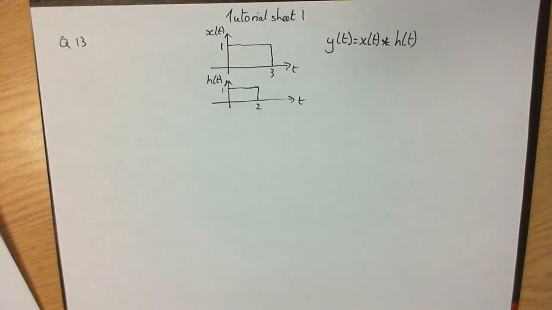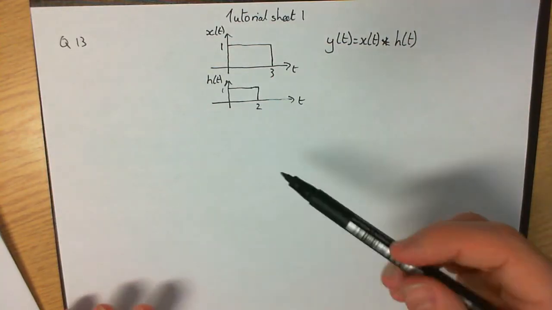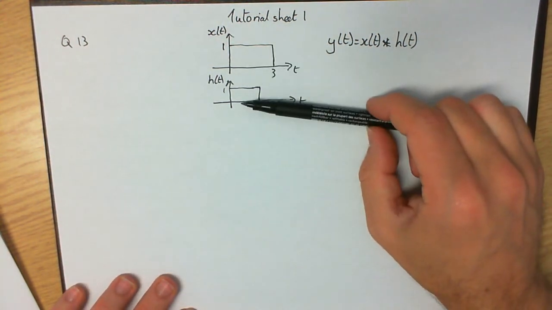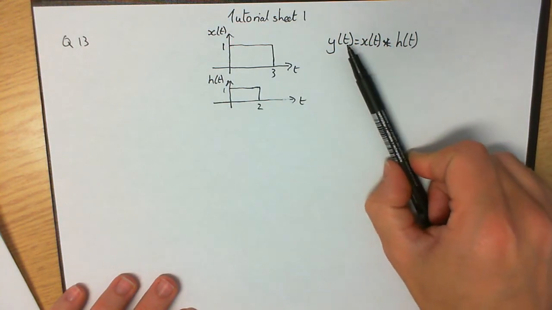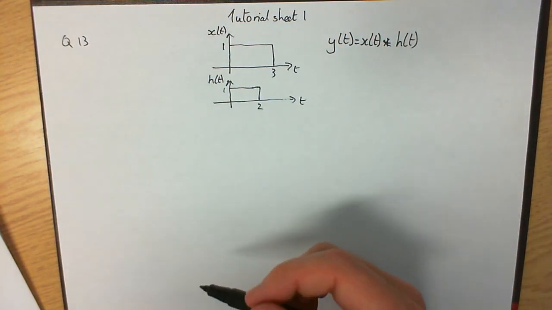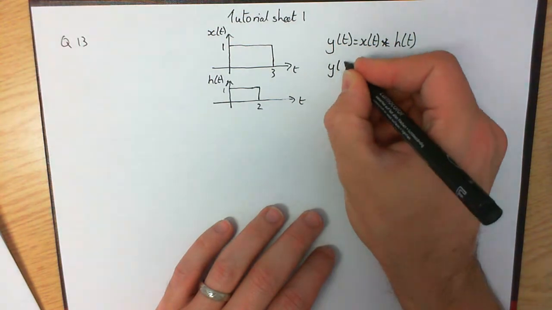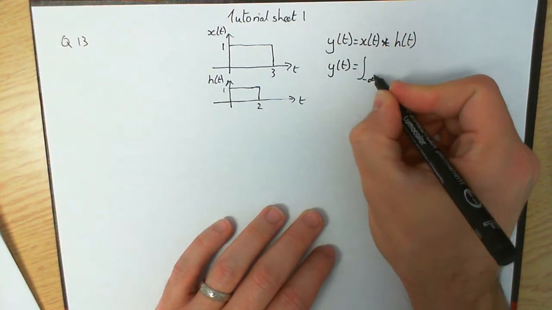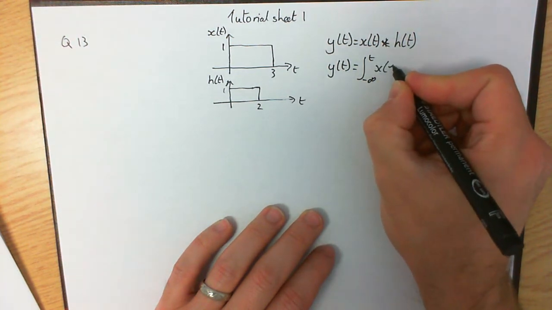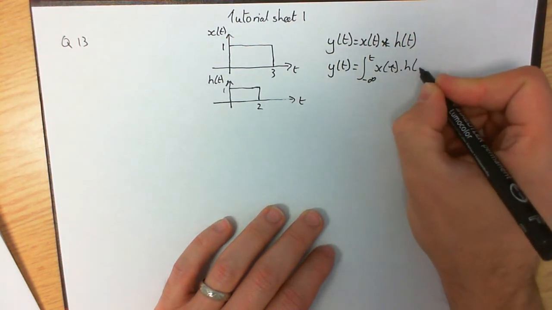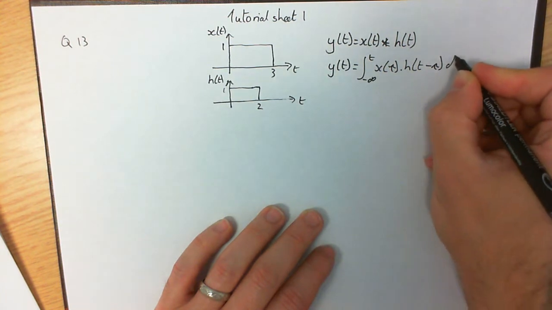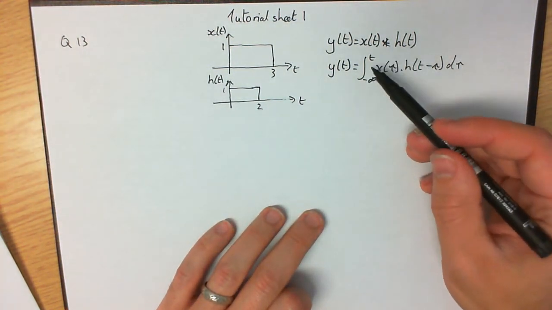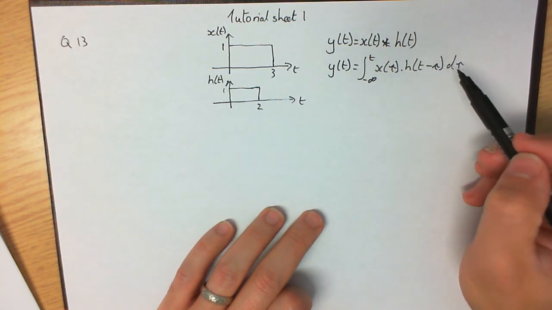Tutorial sheet 1, question 13. We're asked to do a convolution of these two functions, x of t and h of t, as given by this equation. And if we write down the convolution integral in its full form, we get that. Integral from minus infinity to t of x of tau times h of t minus tau d tau.